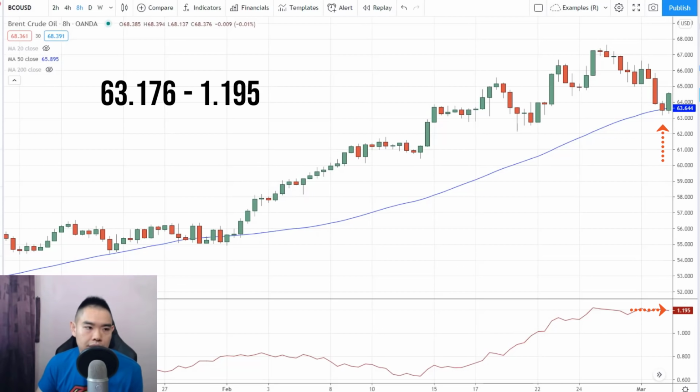I'm not going to calculate this in my head because I'm bad at mental calculation. Trusty calculator is here. 63.176 minus 1.195 gives me 61.981. Of course, you don't have to be exact to the tick. You can just make it 61.99 or 62, or 61.95 if you want to give it more buffer. You're going to take this value, let's say 61.99, and that will be your stop loss level.